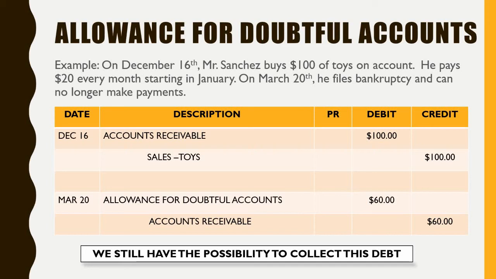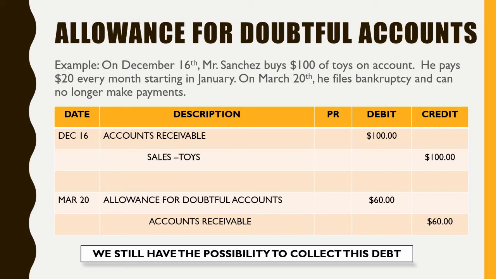Now, March rolls around, and he tells us he filed for bankruptcy. He calls us. He says, I can't pay anymore. Okay? So now, with that assumption, we have to figure it out. Okay, Mr. Sanchez can't afford to pay for his remaining amount. So this is going to become potential bad debt.